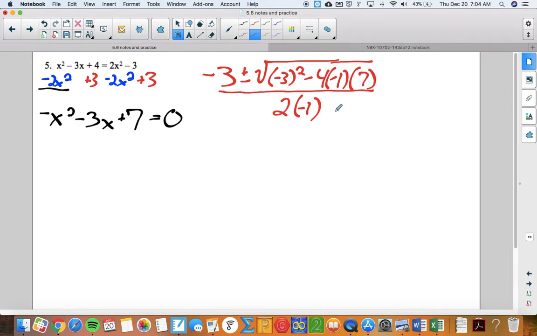So remember, just inside the square root, figure out what that is. So that's going to be negative 3 plus or minus the square root of, this is 9, and that's 28. So that's 37, divided by negative 2.